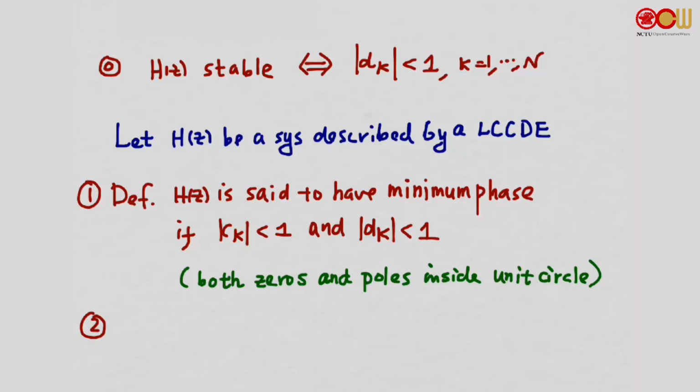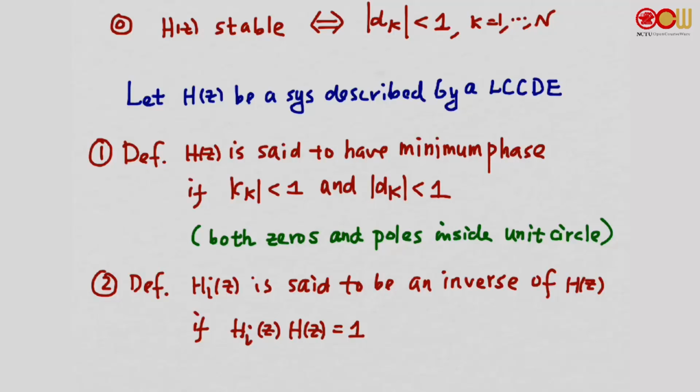Before we look at the reason, let's give another definition. For a system H(z) described by a linear constant coefficient difference equation, we say Hi(z) is an inverse of H(z) if their product is equal to 1. Hi(z) and H(z) together is equal to 1. That means that Hi(z) is actually equal to, but is it equal to 1 over H?